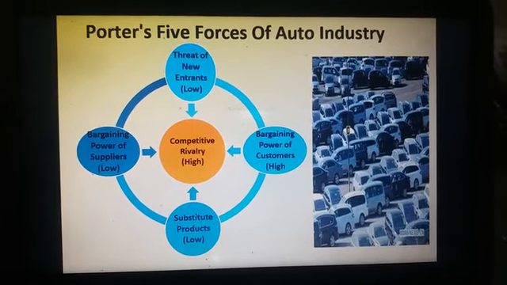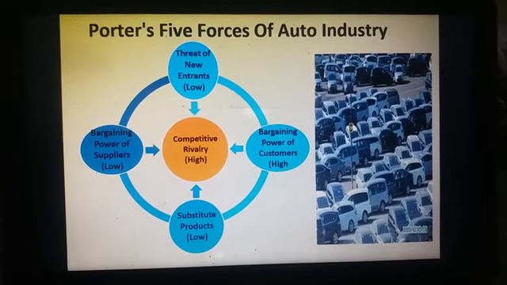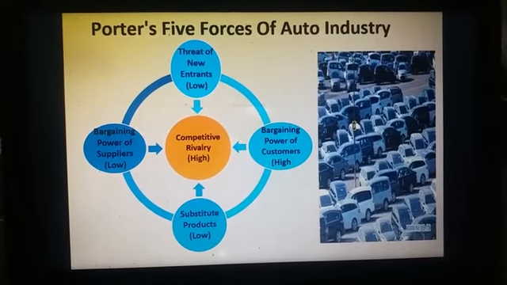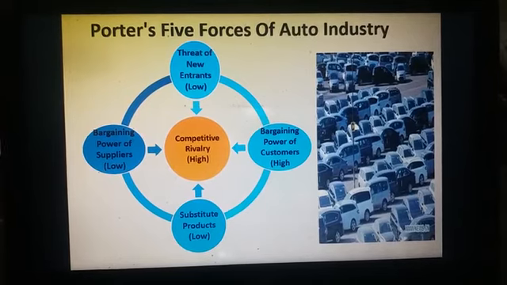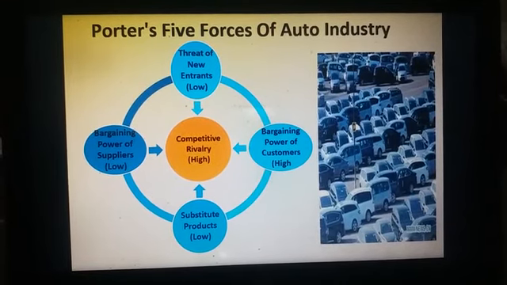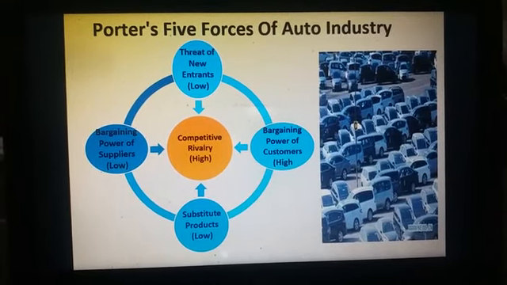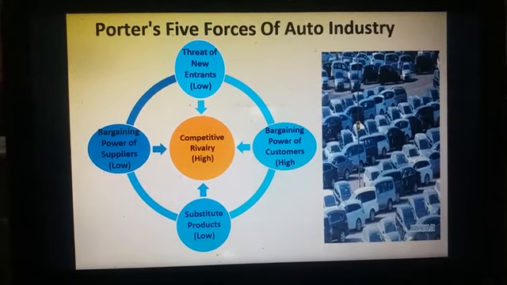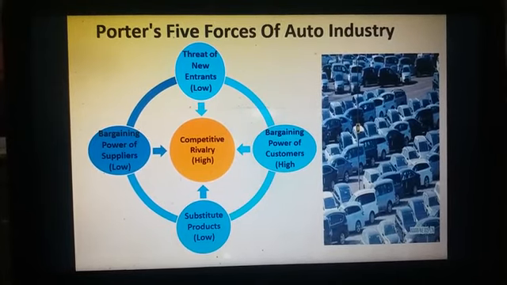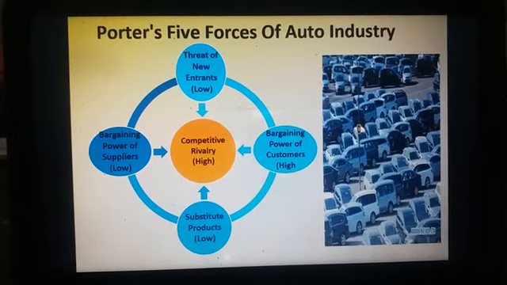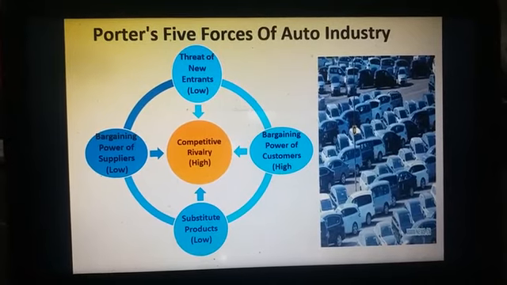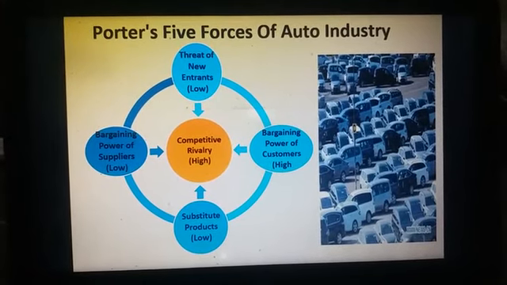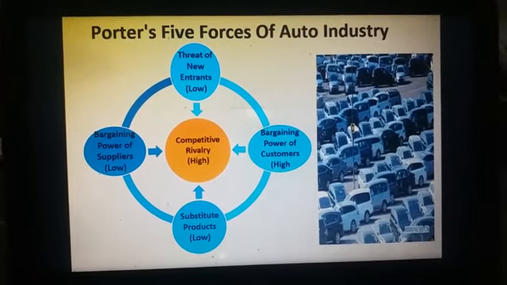Next, bargaining power of customers. Here, customers have high chances of bargaining. That is the reason high is being mentioned. Customers have got a range. Which sort of car do I want to buy? For example, if I have a budget of 10 lakhs, whichever segment of car is available in the market, I can definitely go and avail the services.